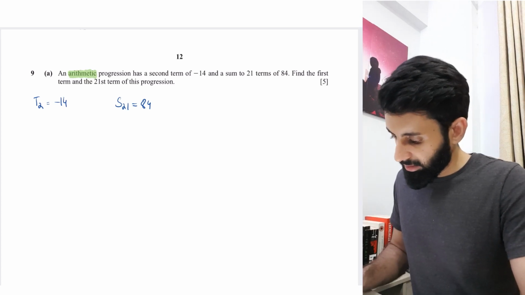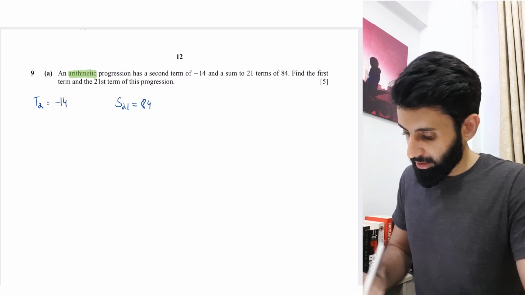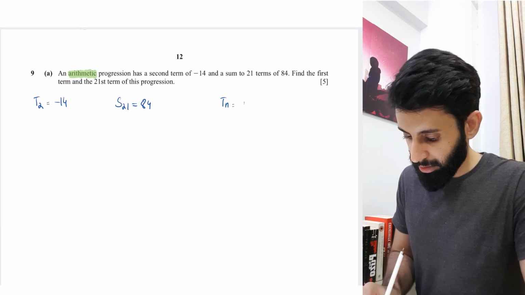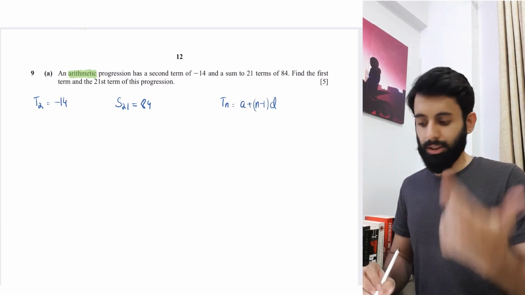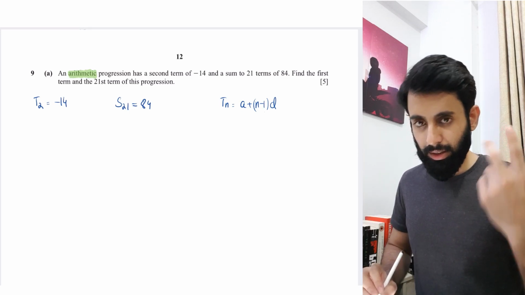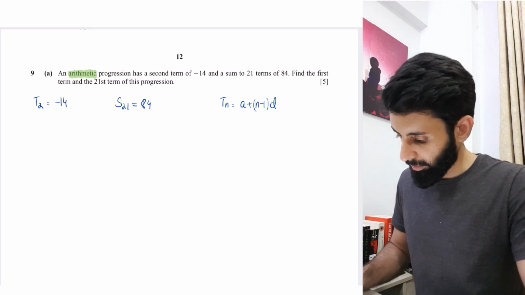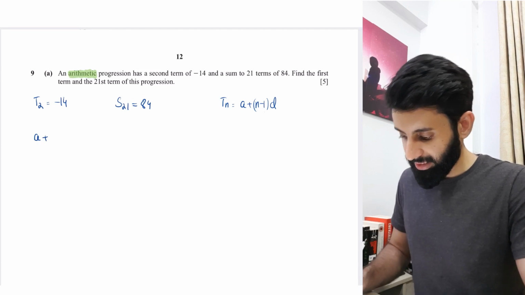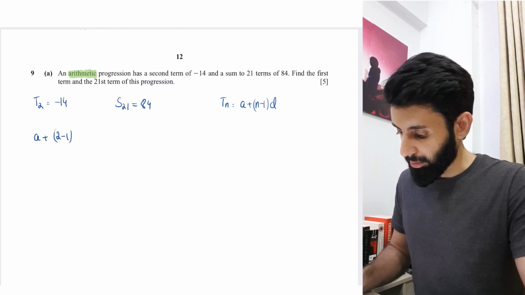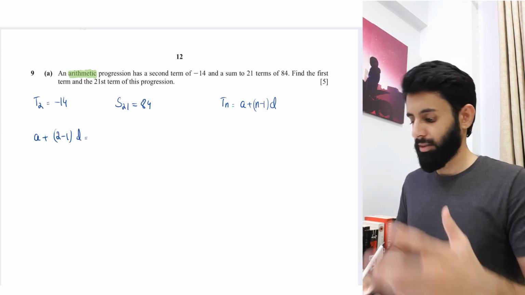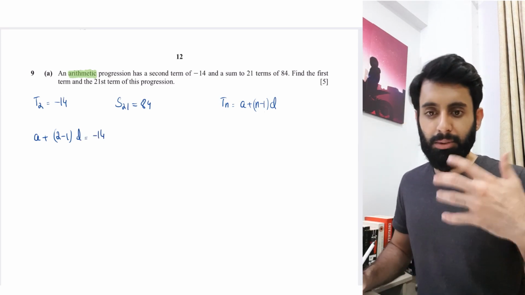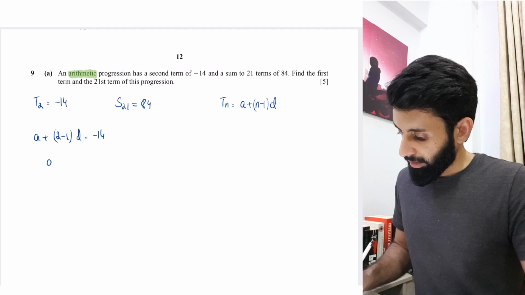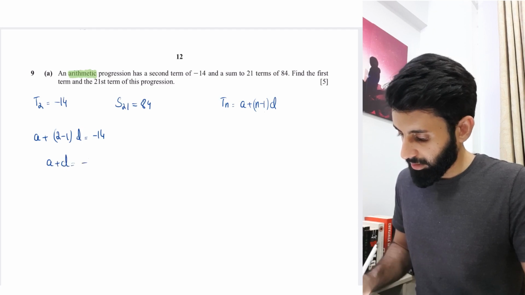The formula to calculate the general term is given to you in the question paper. It's a plus n minus 1 into d, where a is the first term, n is the term that you want, and d is the common difference. Here we don't know the first term, so I'll let that be a. We're talking about the second term, so n is equal to 2. We don't know the common difference, but we do know that this term is equal to -14. So we're looking at a plus d equals -14.